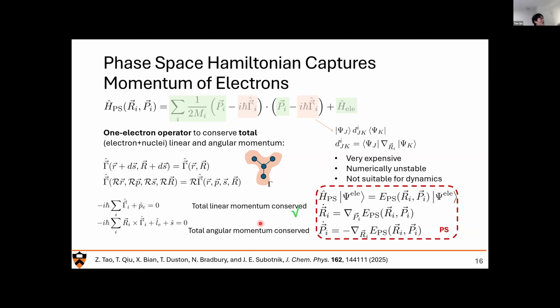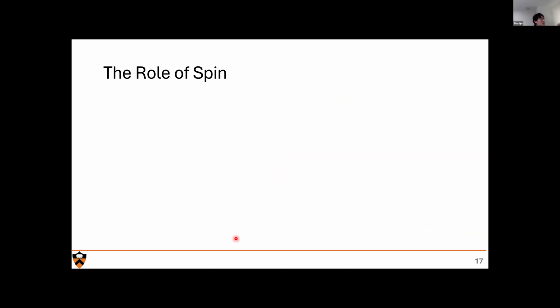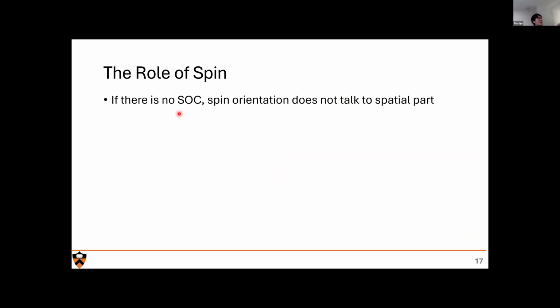But when we try to examine the angular momentum, a natural question arises: whether the spin should be included in the angular momentum or not. And it turns out it's indeed a very good question to ask and also deserves careful thinking through. So we know that if we don't consider SOC, then the spin orientation does not talk to the spatial part at all. In fact, to some extent, we can treat the spin degrees of freedom almost separately from the rest of the degrees of freedom.